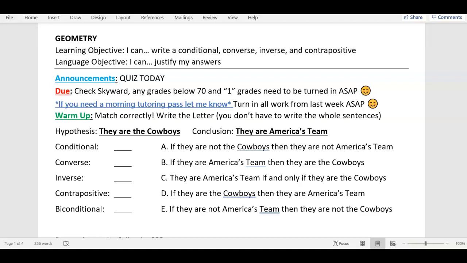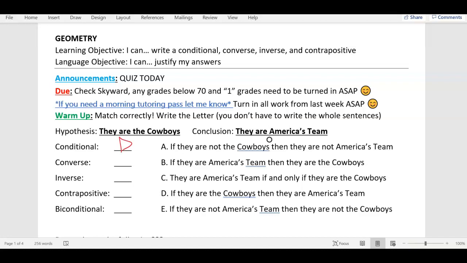So number one, a conditional statement we know is if-then. So I used one for fun. If they are the Cowboys is my hypothesis. That they are America's team is my conclusion. What would be the conditional statement? Which letter would you match it to? Letter D, or Dallas? No, I'm kidding. It's if they are the Cowboys, then they are America's team, you just put it in the same order. If-then, so that's it. So conditional, letter D.